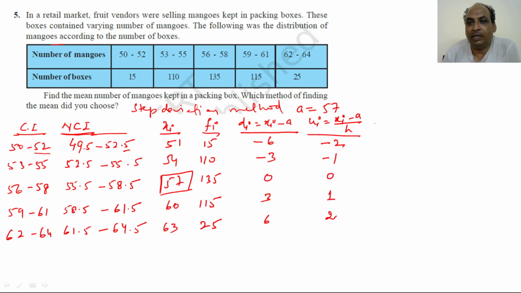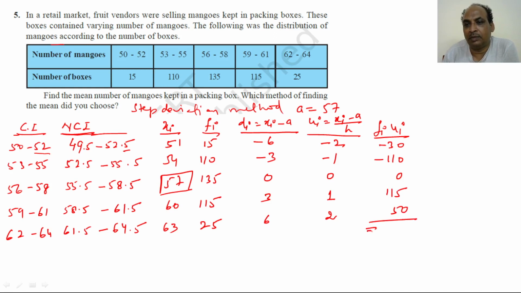Now fi ui. So fi ui: 15 into minus 2 is minus 30, 110 into minus 1 is minus 110, 135 into 0 is 0, 115 into 1 is 115, 25 into 2 is 50.